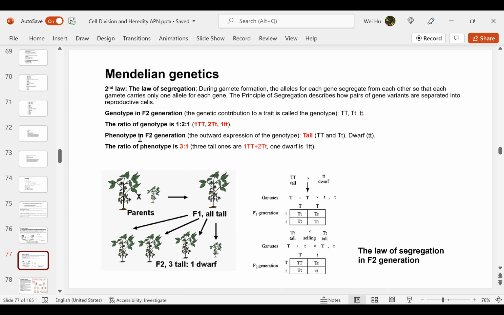Okay, so now see this one. For phenotypes, when they show dominant phenotypes, if you have 2 dominant alleles, sure, you are tall. If you have 1 dominant allele, you are also tall. So you have 3 tall and 1 short. The ratio of phenotypes is 3 to 1. So this is the law of segregation, which means that big T, small t can separate and can freely combine.